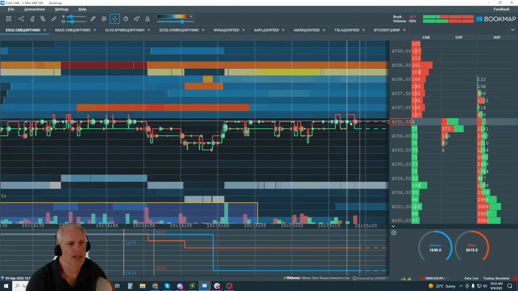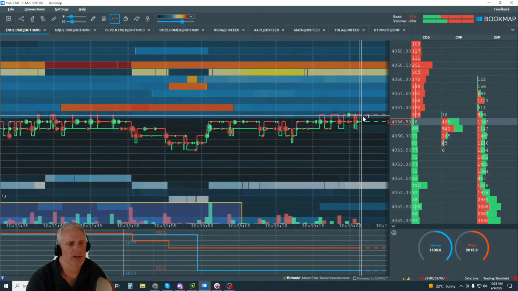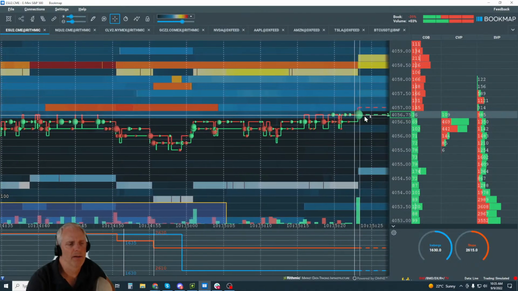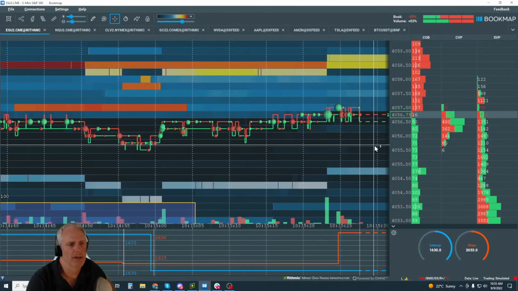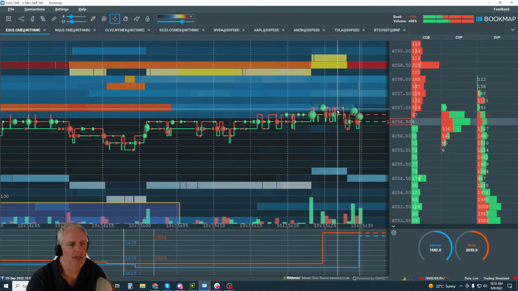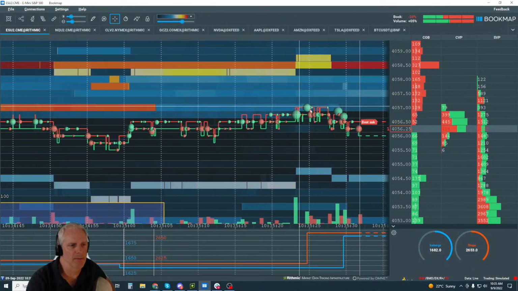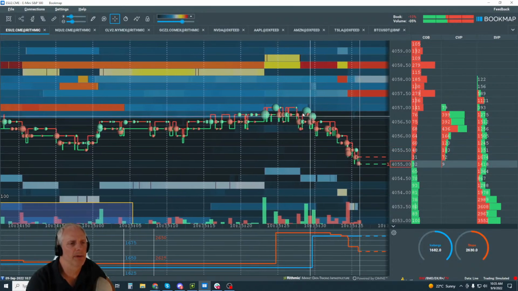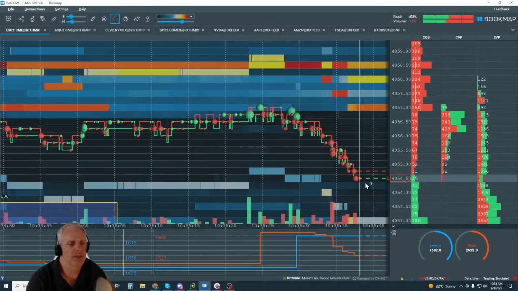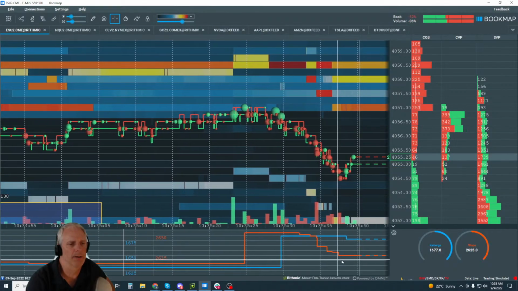Okay, see how it's auctioning. Let's see if we get buyers up here. Let's see if we can auction up here. Okay, there we go. They should be able to move it higher now. Now, the problem is, see how you get sellers, they can bring it back down here. Then this is the trap. This is the trap, and this is the washout, and here is the stop run.